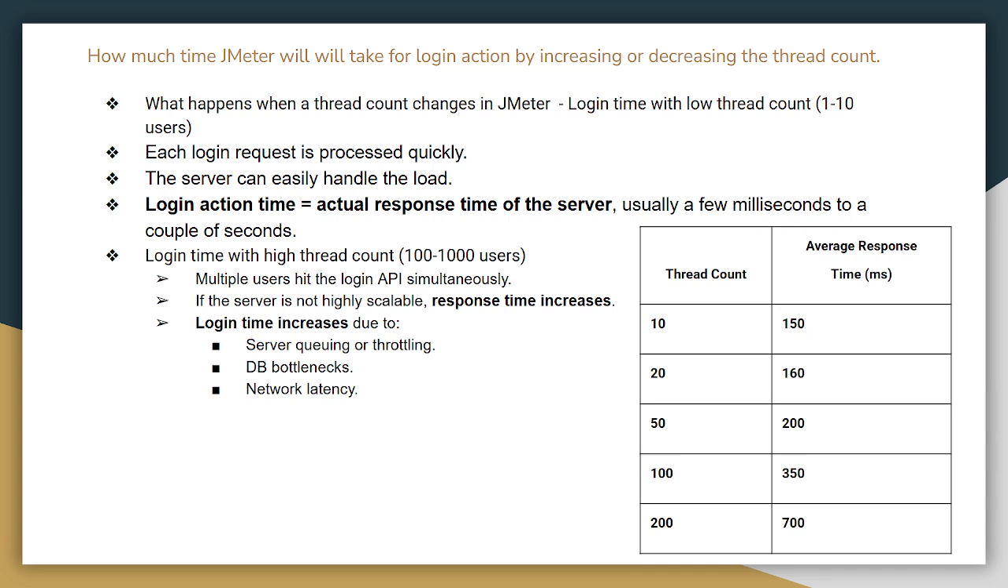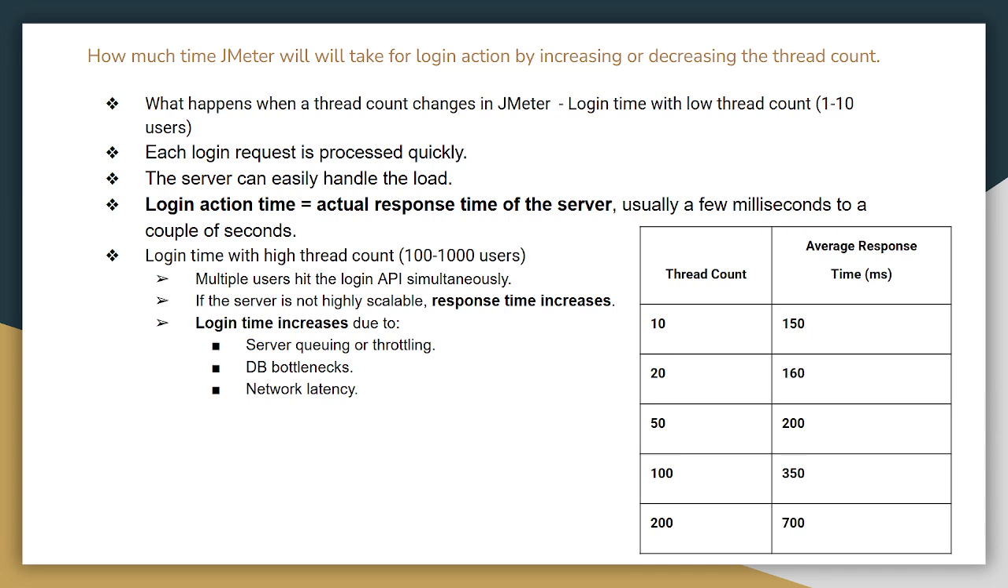Now the problem is when your number of users, let's say thread count, is more, 100 to 1000 users. In this case, what happens? Multiple users normally hit the login API simultaneously. So if the server is not highly scalable, response time will increase. Login time will also increase due to server queuing or throttling, DB bottlenecks, or network latencies.